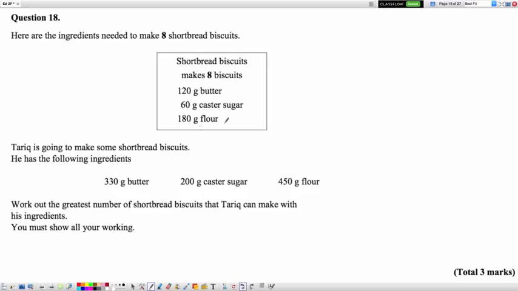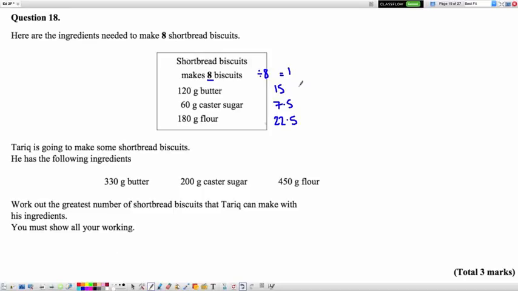So we can see here that this is ingredients for 8. So our first step is to divide all of these by 8 to find how much for one biscuit. So 120 divided by 8 is 15. Caster sugar, 60 divided by 8 is 7.5. And the flour is 22.5.